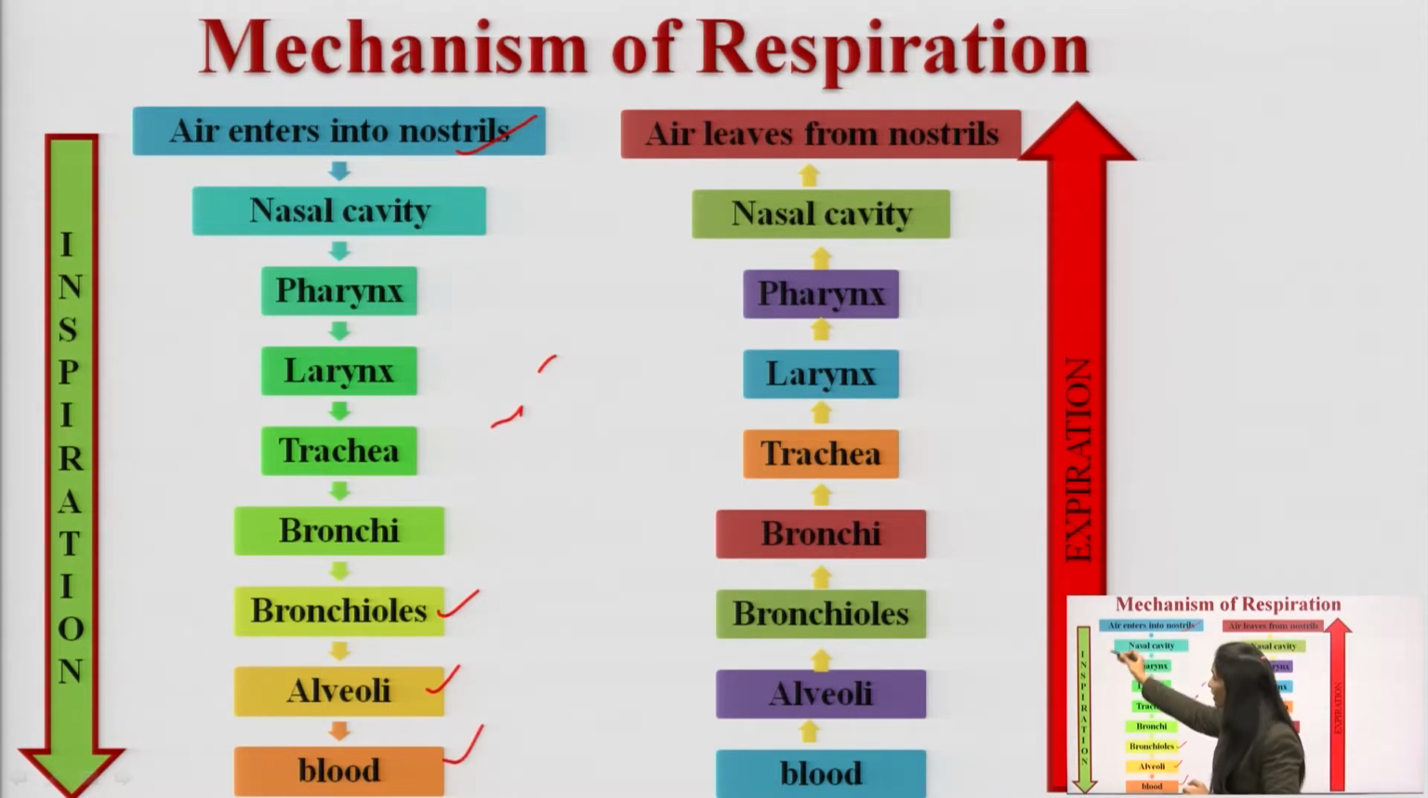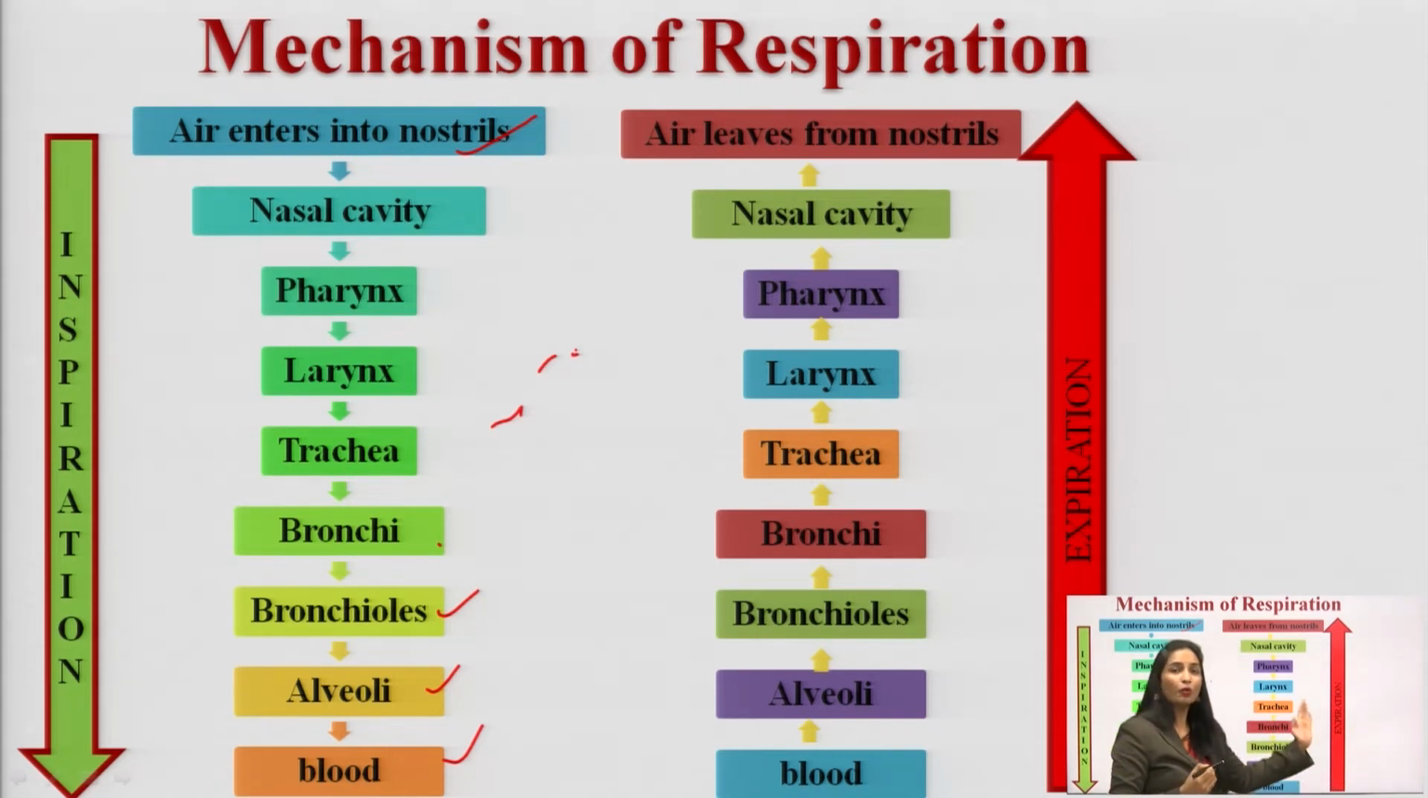Here I am talking about inspiration, how air enters the blood. How will the air enter the blood? Air enters through the nostrils, from the nostrils to the nasal cavity, pharynx to larynx, larynx to trachea, trachea to bronchi, bronchi to bronchioles, and finally to the alveoli, and it enters the blood.